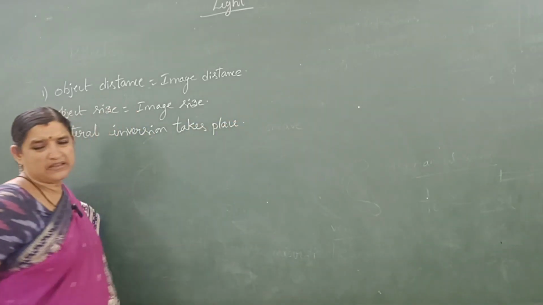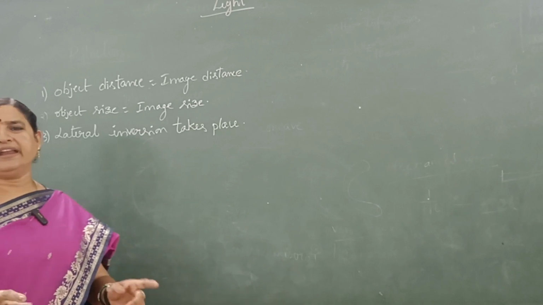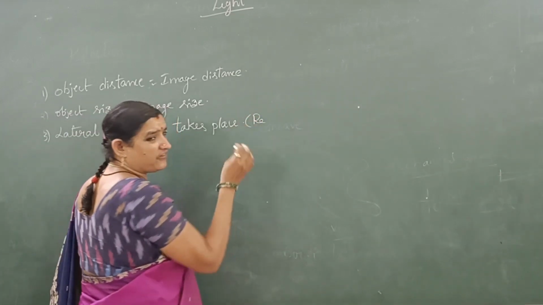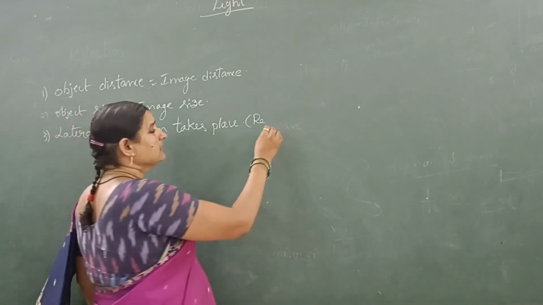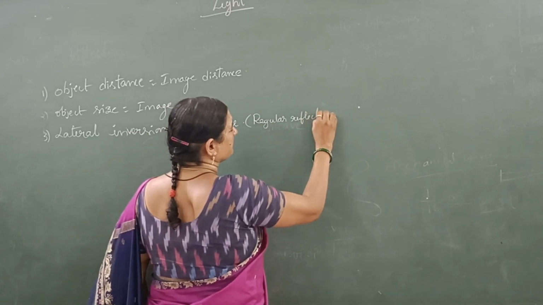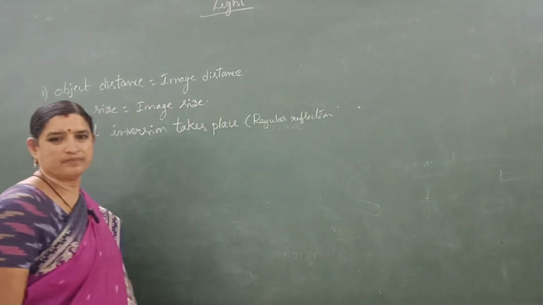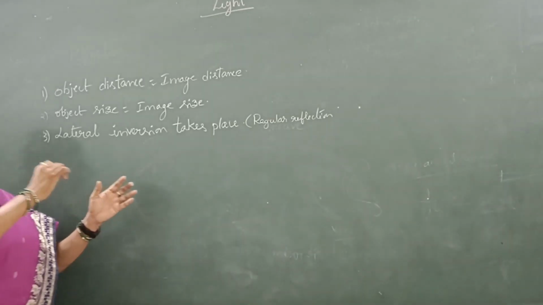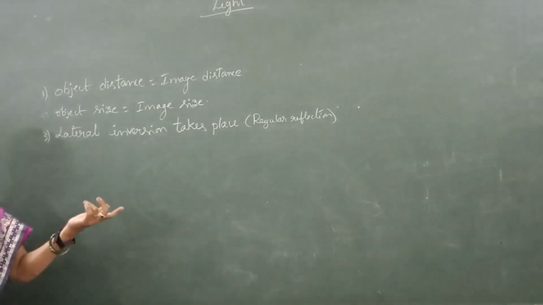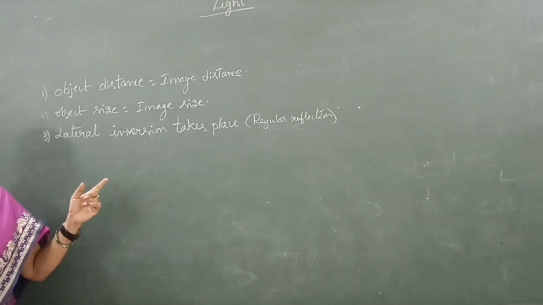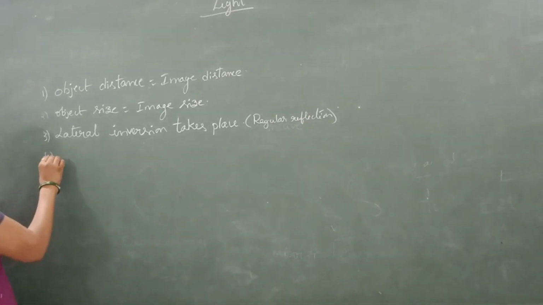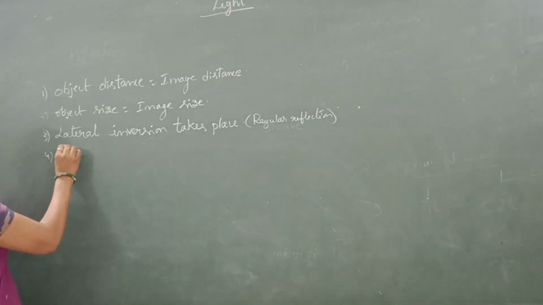Lateral inversion takes place, which means it seems to be left to right and right to left. Why? Because of regular reflection. The reason for lateral inversion is regular reflection. The image will change exactly 180 degrees. So left seems to be right and right seems to be left in a mirror. Lateral inversion takes place.